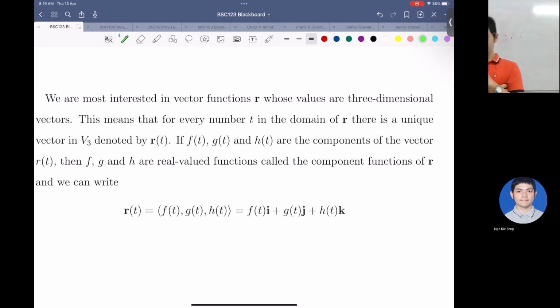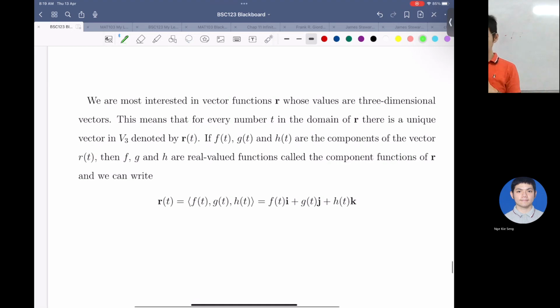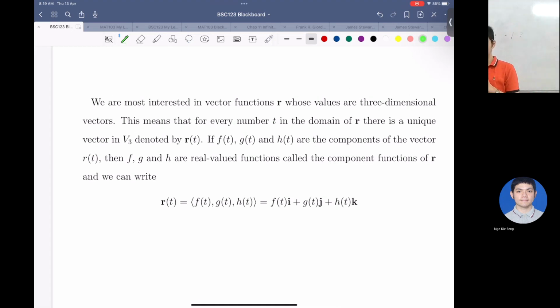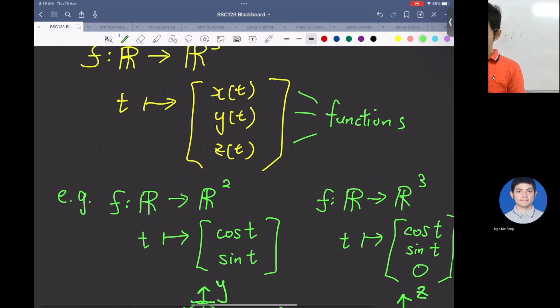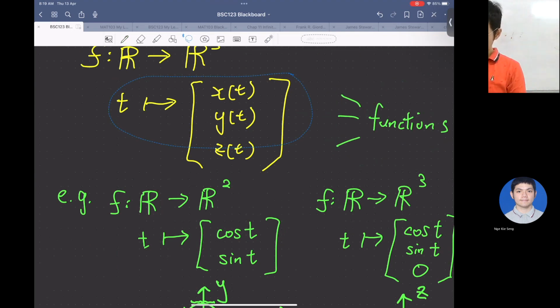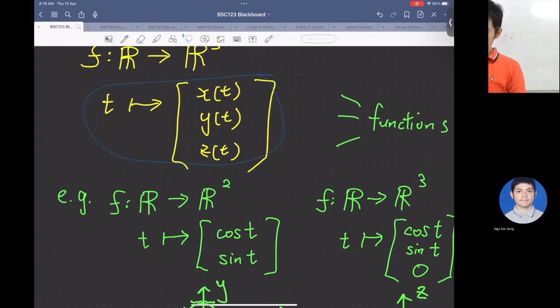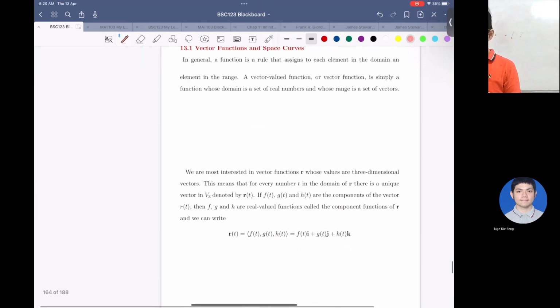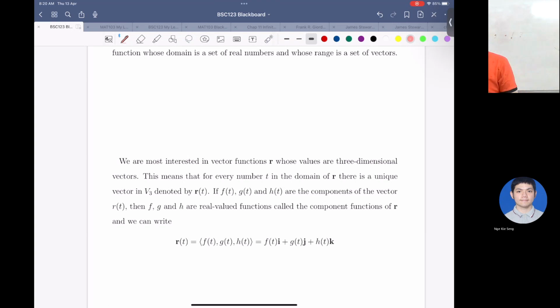This means that for every number t in the domain of r, there's a unique vector in V3, which we call r(t). So collectively we call this vector r(t). Convenient, no need to keep repeating. This is just a notation, just a name, the name of the vector. What's important is r(t).